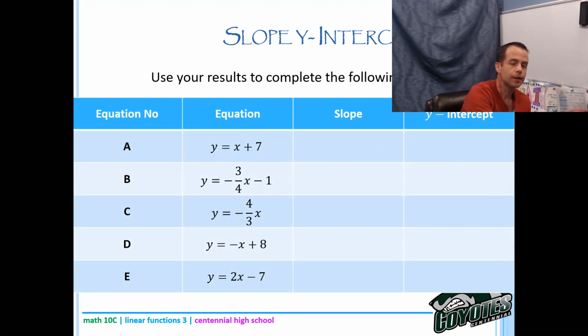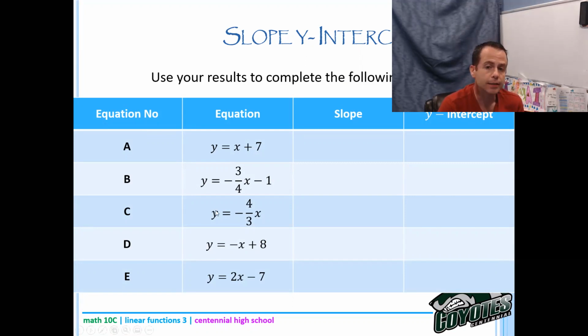For b, the slope is -3/4, and the y-intercept is (0, -1). When you're writing the slope, don't write the x. It's just the number in front of x. If you write -3/4x, that would be considered wrong. That is not the slope, okay?